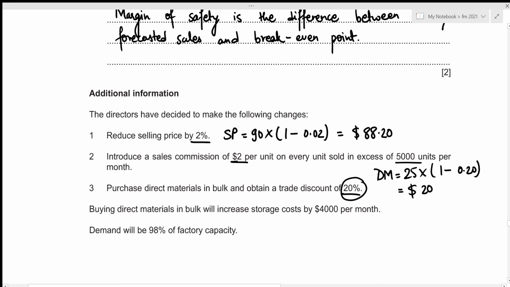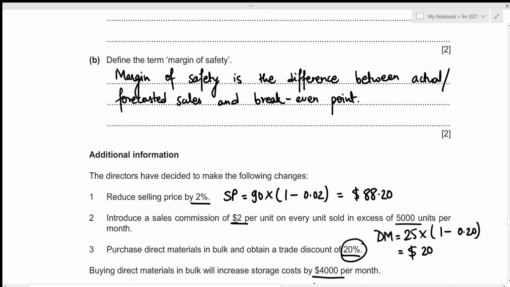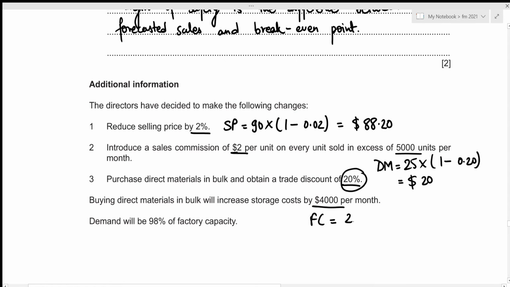Then buying direct materials in bulk will increase storage cost by 4,000 per month, and this is a fixed cost because this is per month rather than per unit, right? So we need to adjust our fixed cost per month as well. Previously, the fixed cost was 216,000. And we need to increase it by 4,000 of the storage cost, so that's plus 4,000. Which results in the new fixed cost per month to have the value of 220,000.